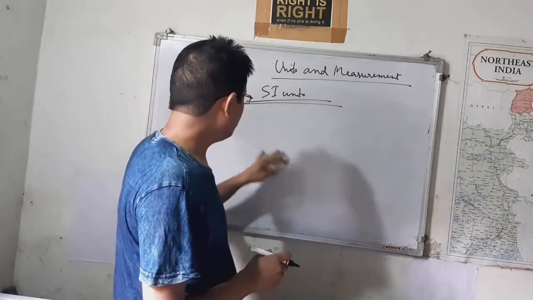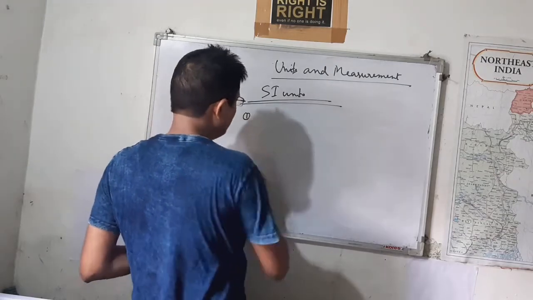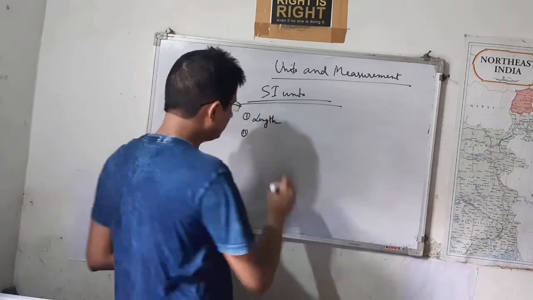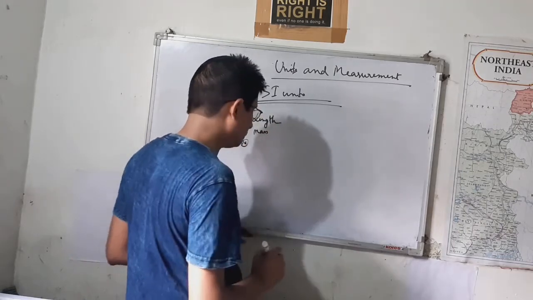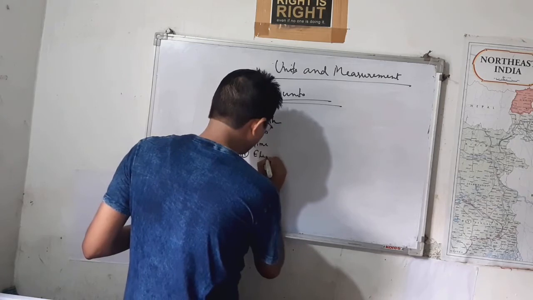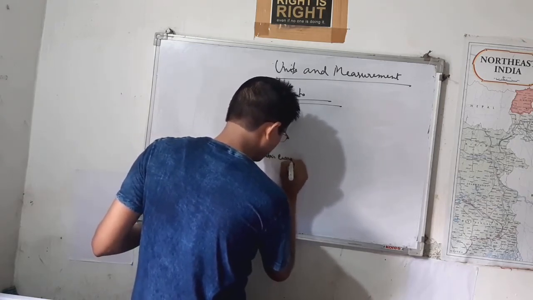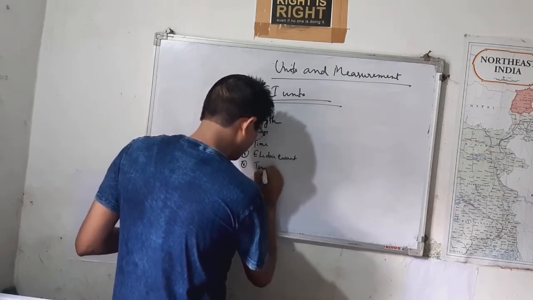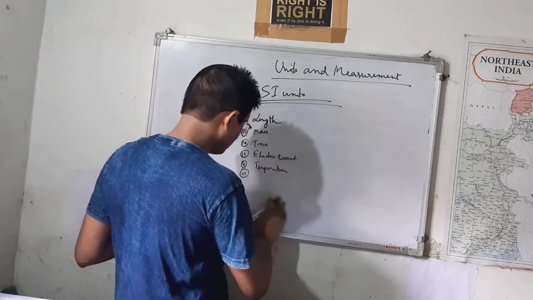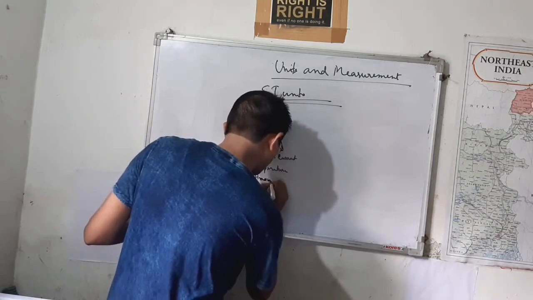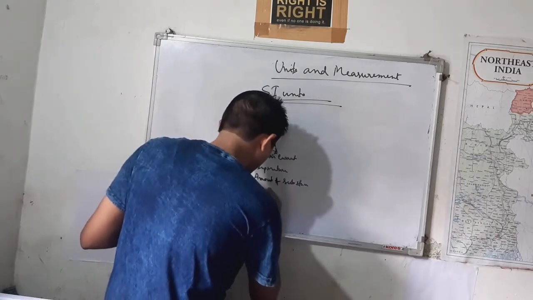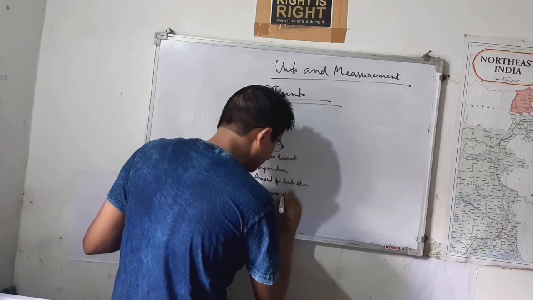In SI units the fundamental quantities are: number 1, length; number 2, mass; number 3, time; number 4, electric current; number 5, temperature; number 6, amount of substance; and number 7, luminous intensity.